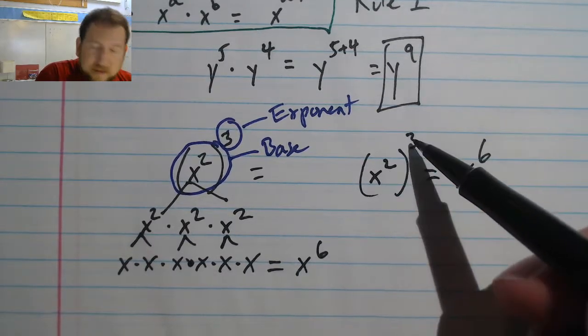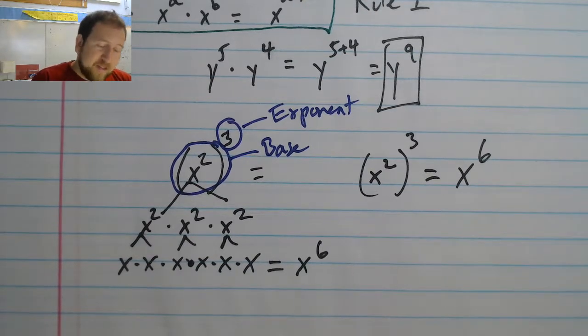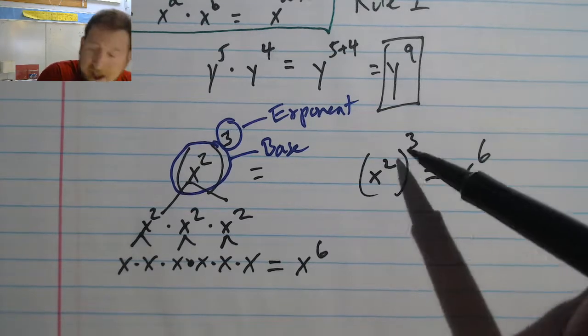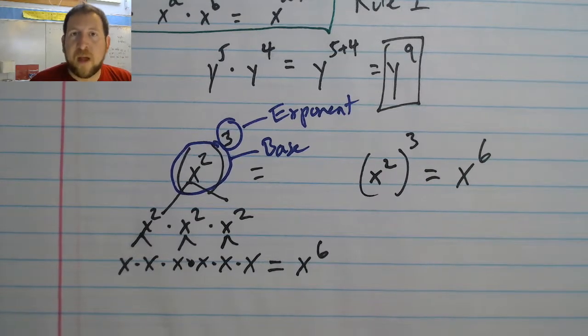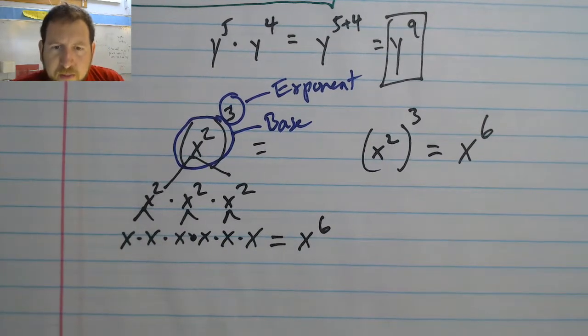Notice, if I add these together, that is not 6. That is incorrect. So this will lead us to our second rule of exponents. Because notice if I add them together, it isn't correct. But if I multiply them together, it is. And that is our rule number 2. Let me find it real quick.